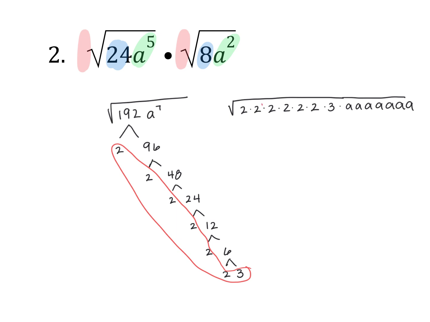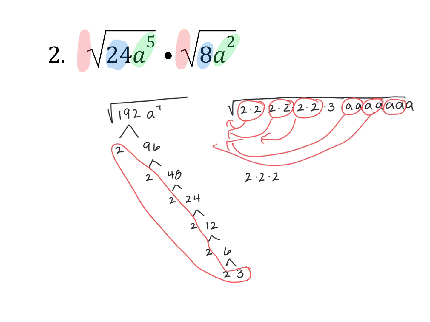And now I'm going to circle my pairs. I have a pair of 2s right here, another pair of 2s, a third pair of 2s. My 3 doesn't have a pair, so I'm not going to circle that. And I have a pair of A's, and another pair of A's. Okay, so remember all these 2s are going to come out front. So out front, I have 2 times 2 times 2. And then my A's also will come out front, which is A times A times A.